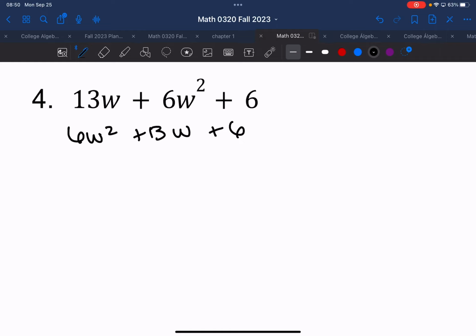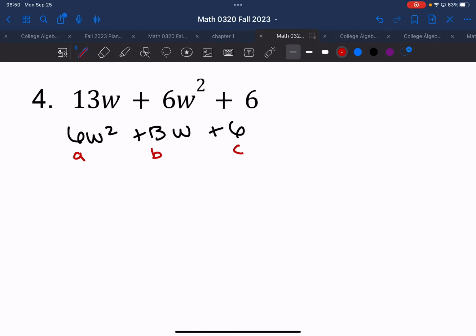Can I take out a GCF? Yes or no? What would be the GCF if you're saying yes? Is 13 divisible by 6? So it can't be 6. So looks like we can't take out a GCF.